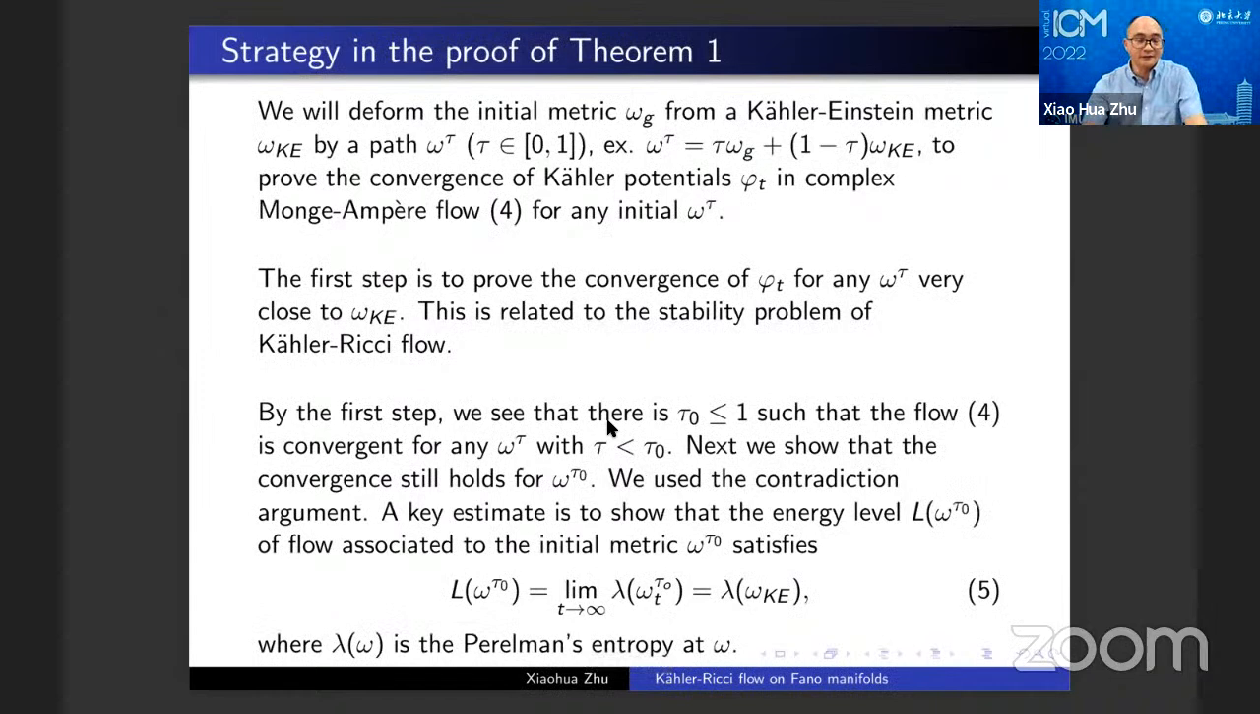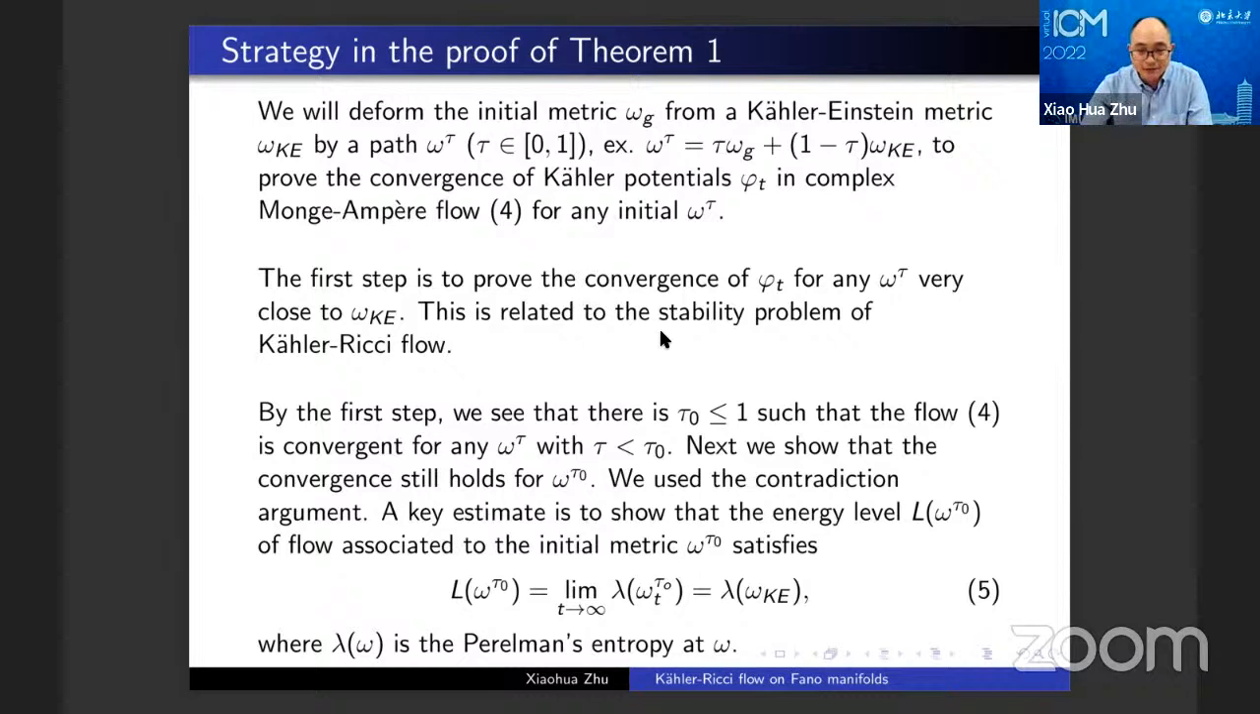For the proof, the idea is just using a continuity method for a parabolic equation. We study the Monge-Ampère flow. We deform the initial metric from the Kähler-Einstein metric to a general initial metric. For simplicity, we can take a path omega_tau equal to tau omega_g plus (1 minus tau) omega_KE. We shall prove the convergence for any initial metric omega_tau, for the Kähler potential phi_t. So first step, we shall prove the convergence of phi_t for any initial metric omega_tau very close to omega_KE. This means tau is very small. This relates to the stability problem of Kähler-Ricci flow.